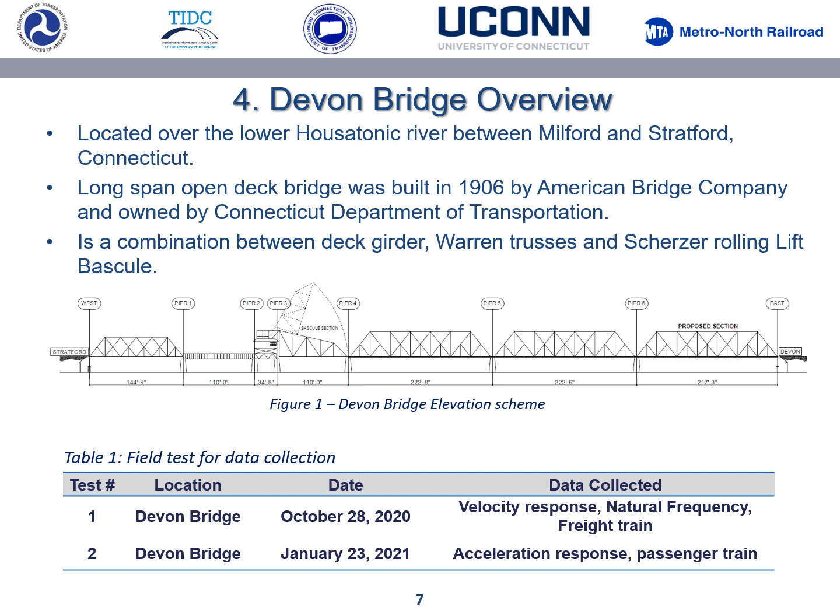Devon Bridge overview. The bridge is located over the lower Housatonic River between Milford and Stratford, Connecticut, and it was built in 1906. Devon Bridge has 7 spans. It's a combination of deck girders, wooden truss, and a Scherzer rolling lift bascule. Two field tests have been performed on the bridge, and a few more are scheduled for the summer.